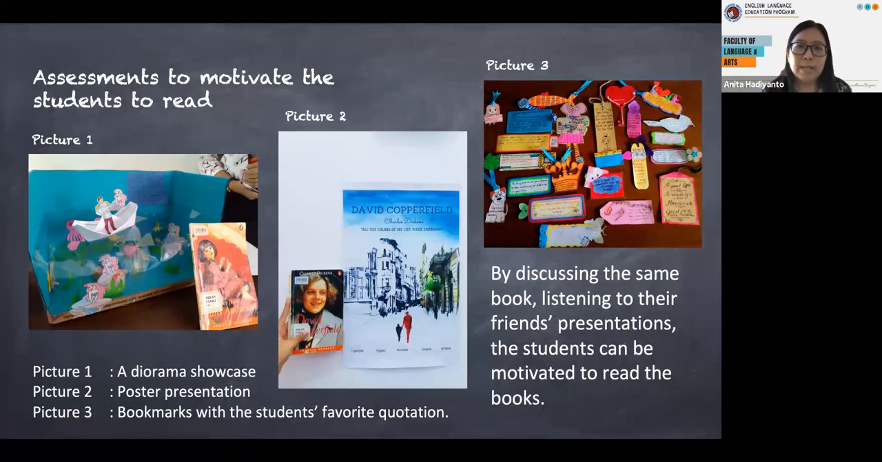Of course, they can choose whatever book they want to share, and they can make a poster and also a bookmark. By having this kind of activity, it is expected that they will be motivated to read. Because they discuss the book and listen to their friends' presentations, who knows, the students may become interested in reading more.